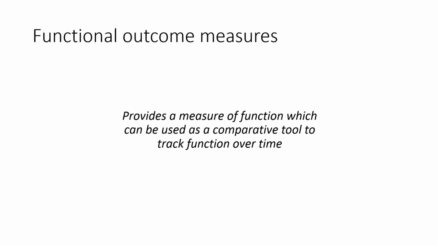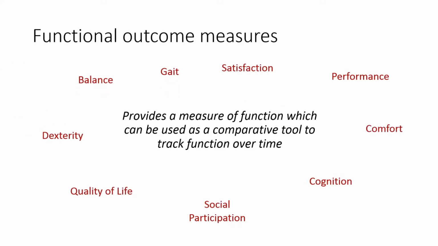And functional outcome measures provide a measure of function which can be used as a comparative tool to track function over time. So again, this idea of being able to take a point in time, report on someone's functional level or a status of that, and then compare it to change over time. We've looked at some of these criteria already. We've looked at things like balance and gait, and touched on things like pain, which isn't on this list as well.